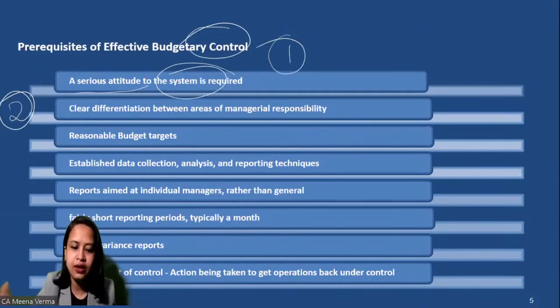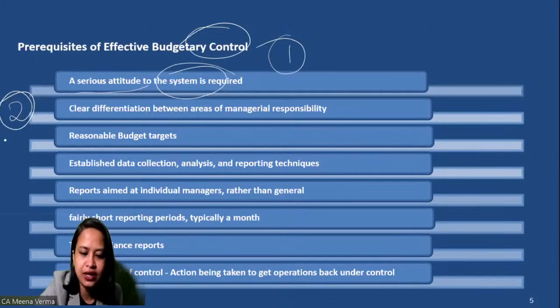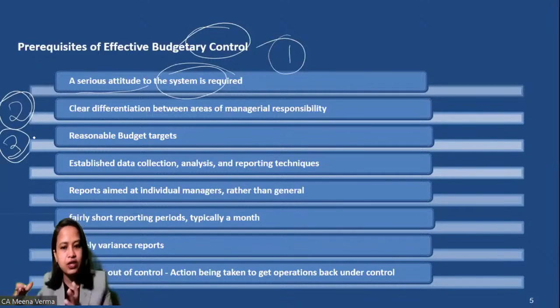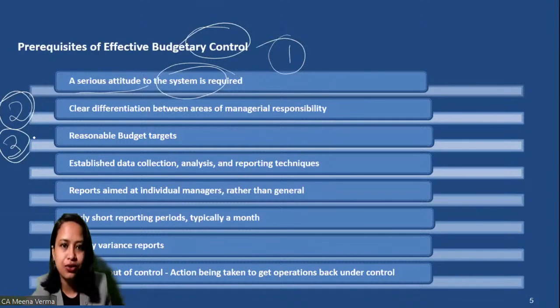Then a reasonable budget target. So the target, whatever target you have set for the budget, should be reasonable. It should not be unrealistic. It should be reasonable, like it is easy to achieve. It's not like an impossible kind of target. You should not keep an impossible kind of target. So a reasonable budget target should be set.